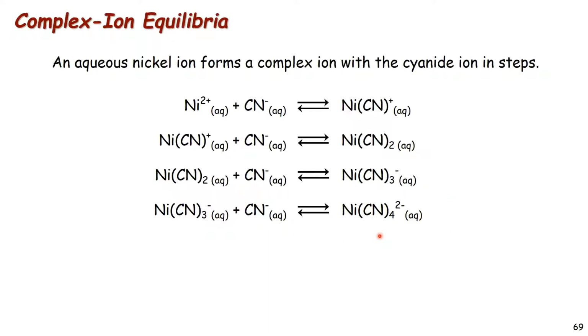Now, no matter how much more cyanide I add at this point, it's never going to add another cyanide. It's always going to stop at 4 cyanides per nickel.